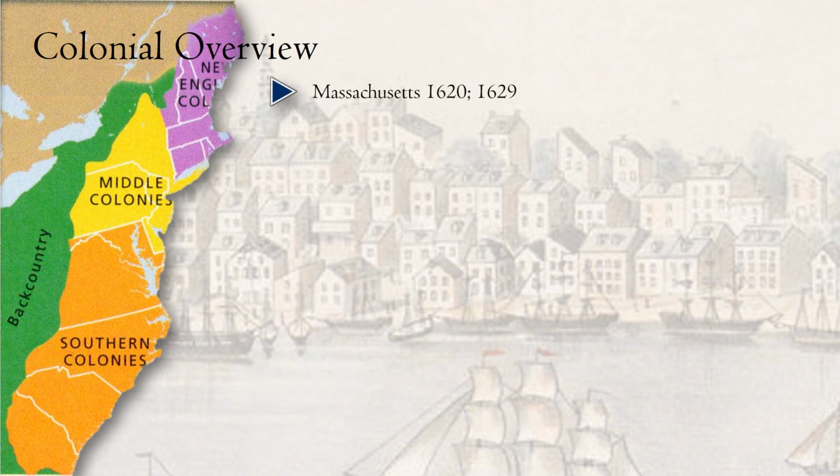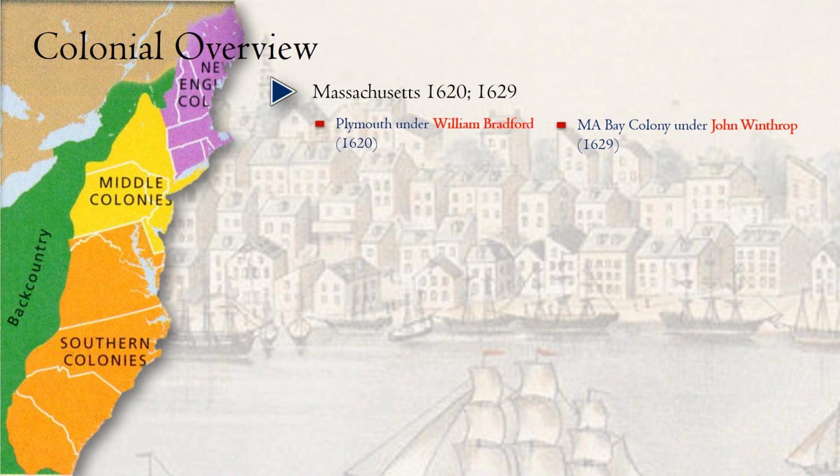Well, we move on back to the north, Massachusetts, 1620, 1629. There are really two separate foundings there. The first was under William Bradford in 1620. He led a group of separatist Puritans that wanted to separate from the Church of England and go read the Bible and tend to their own affairs unmolested.